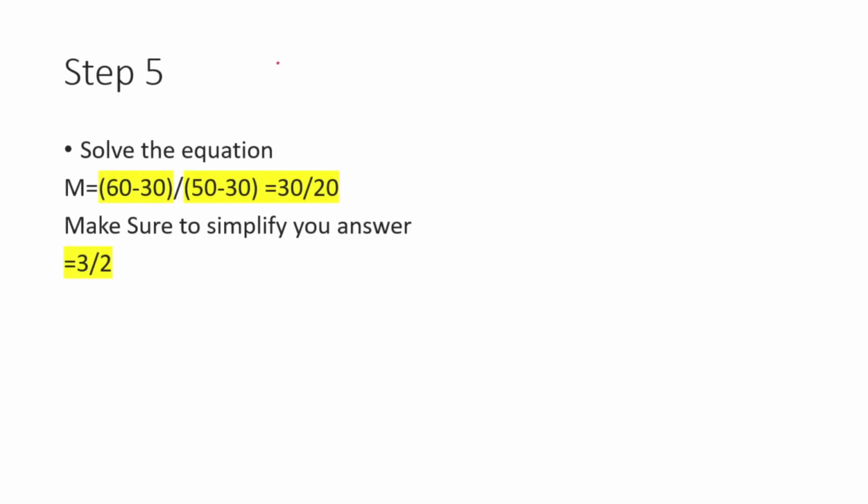Step 5. Solve the equation. To solve the equation, you just simply do subtraction. After you do the subtraction, 60 minus 30 and 50 minus 30, you should get 30 over 20. This is not your final answer because this can be simplified. After simplifying, the answer is 3 over 2.